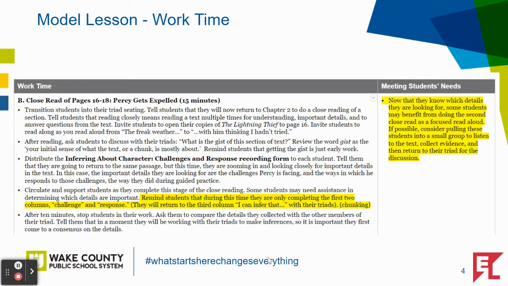As students continue through the work time, they listen to another read aloud of a small section of the text. After this reading, they are then asked to go back and read the section independently to find examples of challenges Percy faces and how he responds to them. They are asked to hold off on completing the last column of the chart.